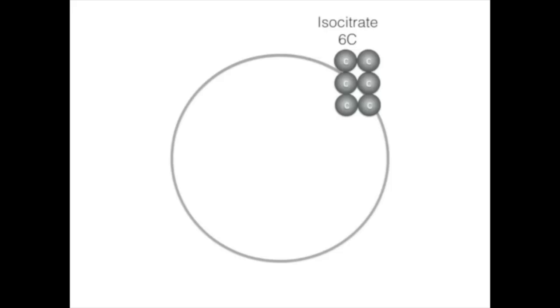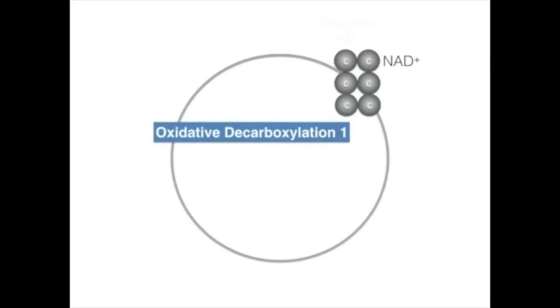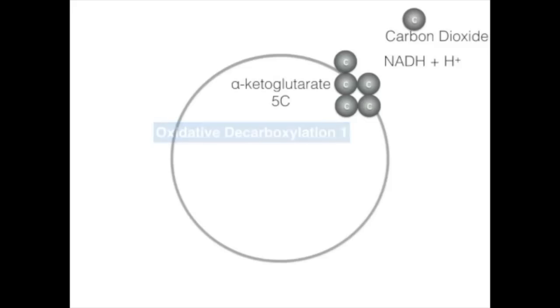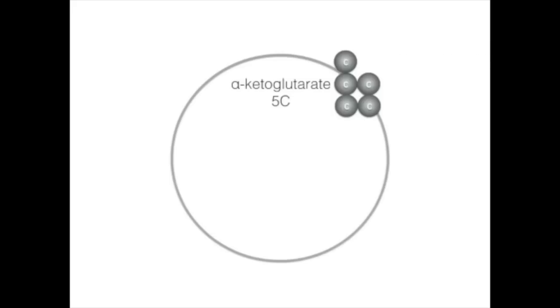The next thing that's going to happen is the first oxidative decarboxylation to produce alpha-ketoglutarate. And since this is a redox reaction, we have to have an electron carrier. The electron carrier is NAD+. NAD+ accepts electrons 2 at a time as a hydride ion, and the extra proton is released into solution. And so at the end of this reaction, we have 5-carbon alpha-ketoglutarate, carbon dioxide, and NADH plus a proton. The next thing that's going to happen is we're going to have a second oxidative decarboxylation.